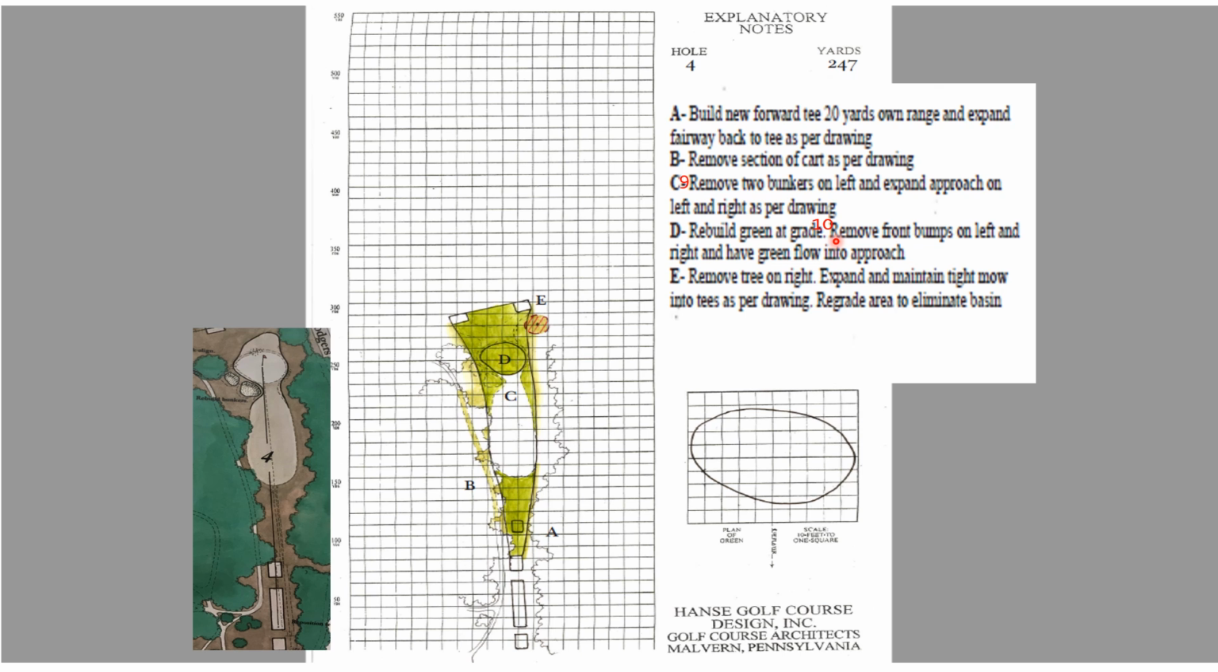Similarly, remove green, rebuild green at grade. So actually, the green here is one that is not coming down, unlike some that we've commented on. But removing some of the bumps on the left and the right, some of the slope there, especially in this area, and expanding the approach area. The idea being that you can run the ball into the green easier than you currently can. So again, take out bunkers, clean up the green surround, and make it closer to the Maxwell green.